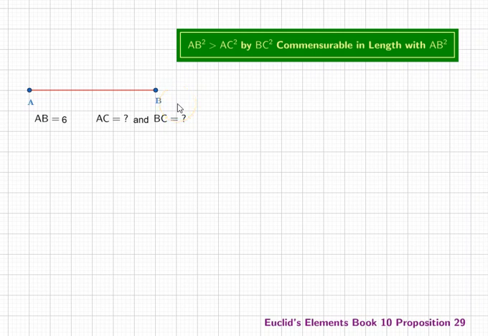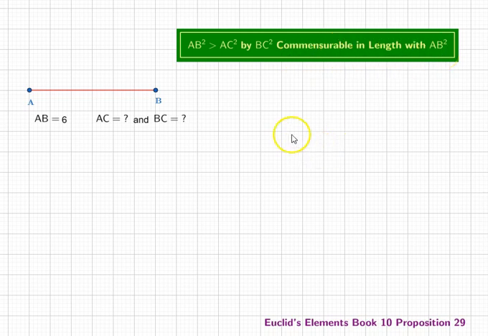Let us look at an interesting concept in Euclid's Elements. We are given a straight line AB. What we have to do is find AC and BC, two lengths such that the square on AB is greater than the square on AC by the square on BC, such that BC square is commensurable in length with AB square. Or we can say BC is commensurable with AB.